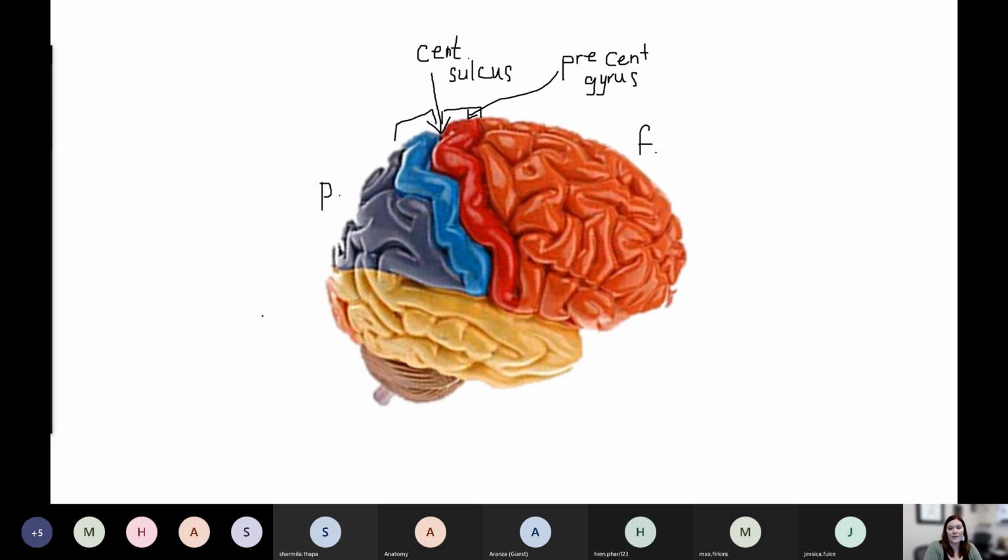So the precentral gyrus is all about motor functions. The postcentral gyrus, post means after, is the bump that we find behind the central sulcus. This one has a map of your body where all of the sensory information goes.